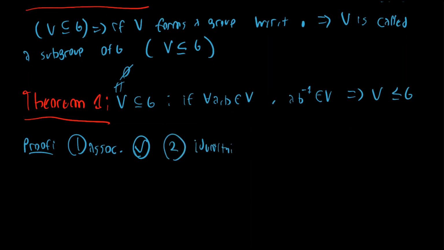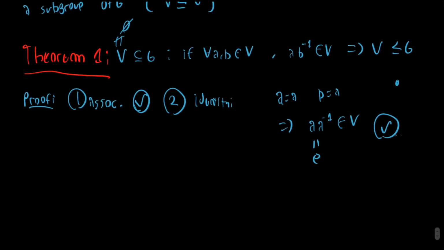Well, what about the identity? Notice that we said for all A and B in V, we will have that A times B to the minus 1 will be in V. So if we set A is equal to A and B is equal to A, then we will have that A times A to the minus 1, which by the group axioms is equal to the identity, will be in V. So the identity under the operation, which is unique, as we proved before, is a member of V. So V contains the identity.